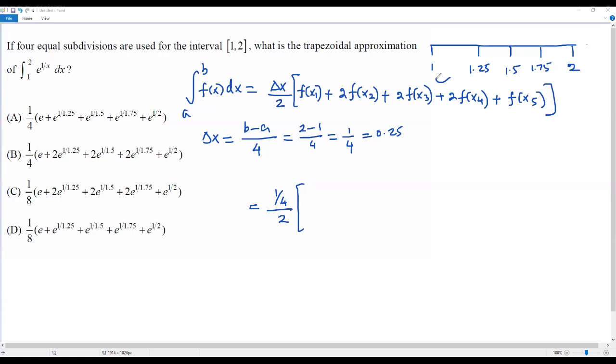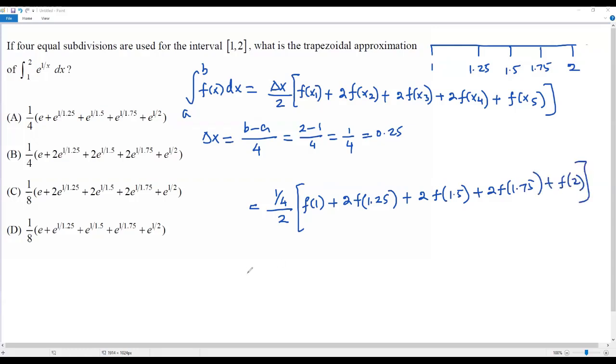And also if I measure the length of each subdivision, it's 0.25. Numerically it's 0.25, 0.25, 0.25. There are 4 equal subdivisions. Now we have to plug in this 1 for x1 over here. Then I'm getting f of 1, positive 2 times f of the second value of x, x2, which is 1.25. Then I'm getting 2 times f of 1.25, then 2 times f of 1.5, positive 2 times f of 1.75, positive f of 2.